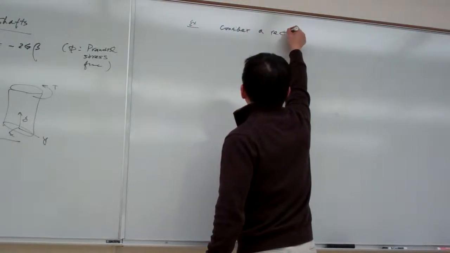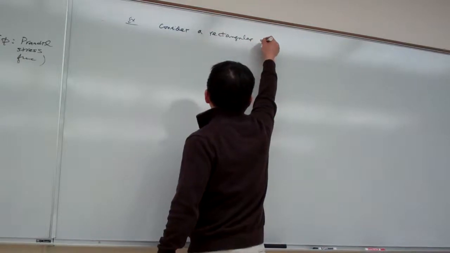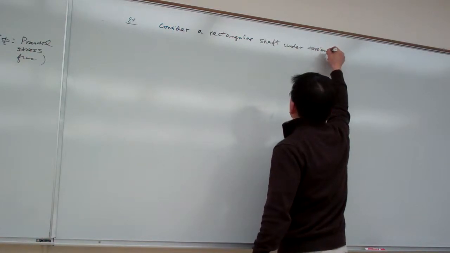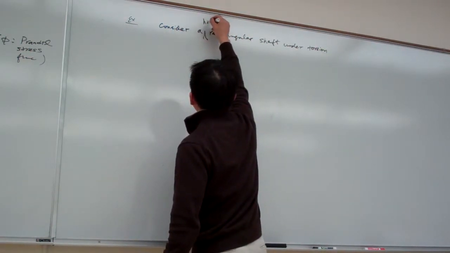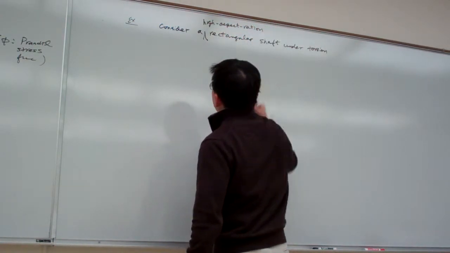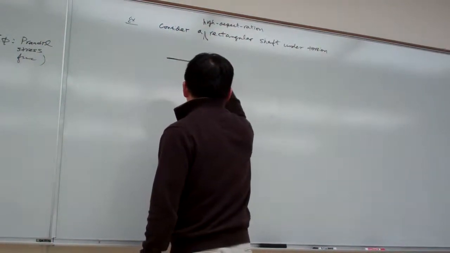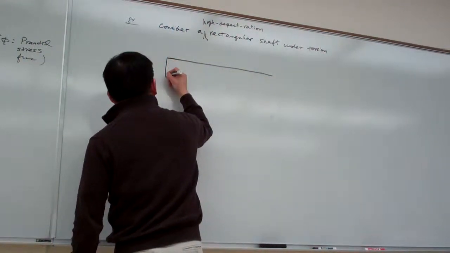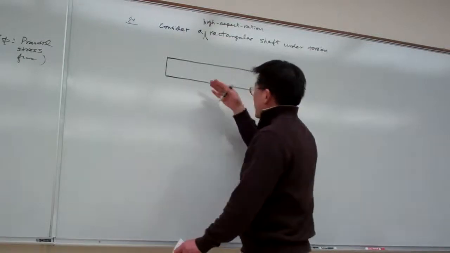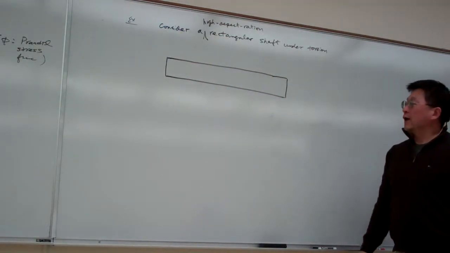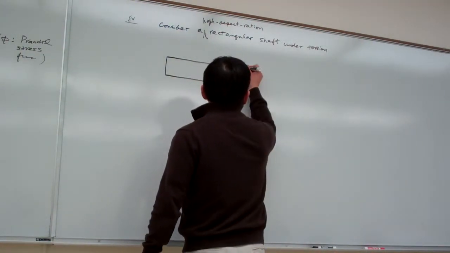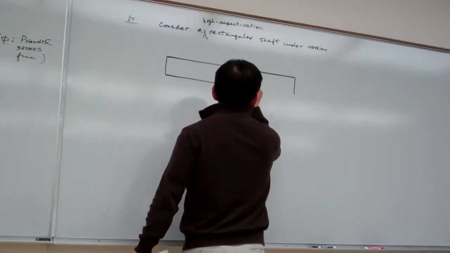A rectangular shaft in torsion. And this one in particular, I would say, has a high aspect ratio. That means the cross section of this rectangular shaft is something like this one: very thin, very long. And I think this will help us make good approximations, good simplifications of the membrane theory here.